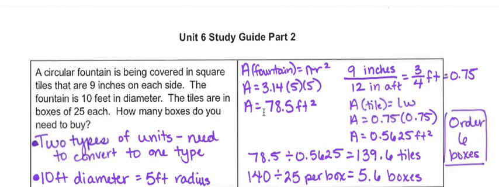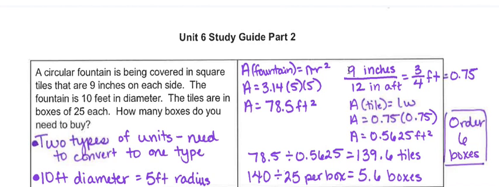So that's the information we need to know. So I started by finding the area of the fountain. So area of the fountain is pi r squared. So we do 3.14 times the radius, 5 times 5, because squared, remember, means multiply it by itself twice. This gives me 78.5 square feet. And I went ahead and put the units just because that helped me remember, oh yeah, I need to convert.